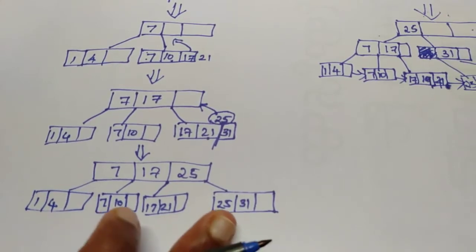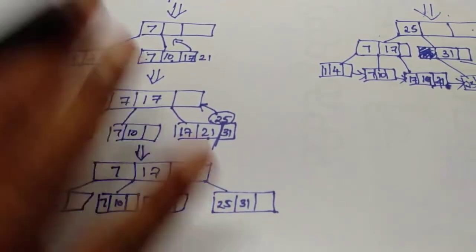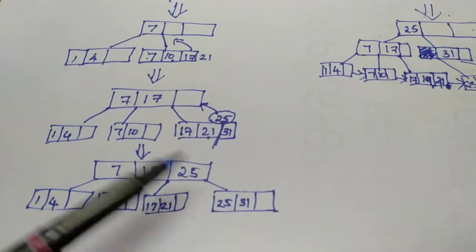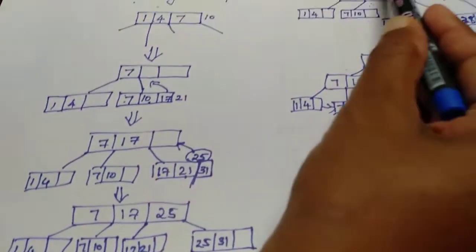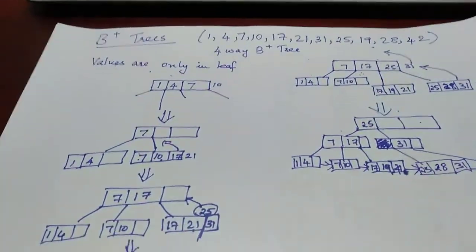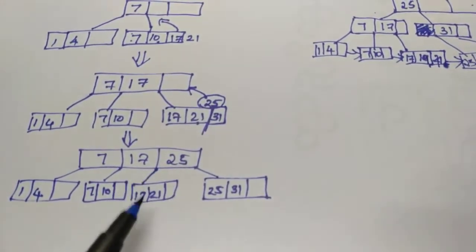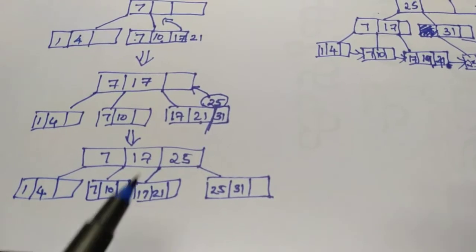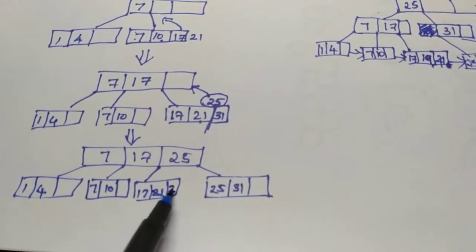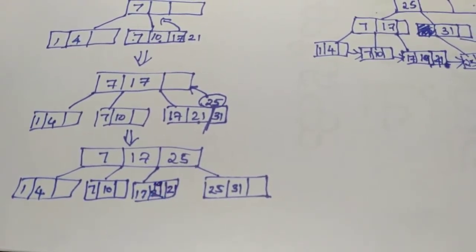Only if I do not have place in the leaf as well as in the parent nodes, then I will do a split. So now next I have 19. Now again I have to place 19 after 17 and before 25. So I am supposed to place it over here. I will simply remove this 21 from here, put it over here, and this will become 19.